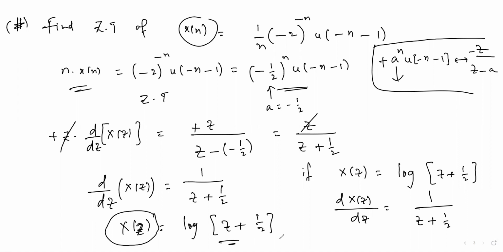One more problem. Next one. Find the Z transform and ROC of the signal x of n given as (5 by 6) whole to the power of n, u of minus n minus 1, plus 3 into (1 by 2) whole to the power of 2n, u of n.